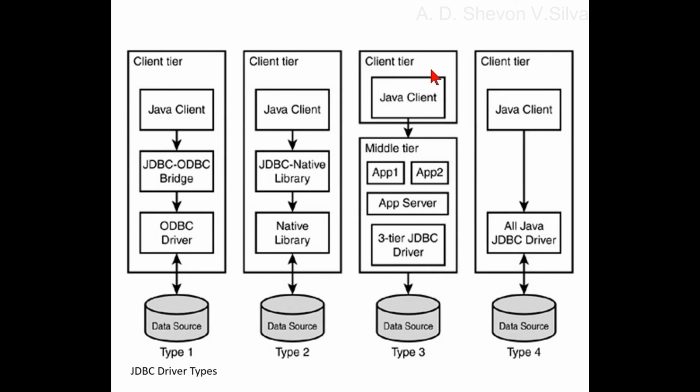Here Java client is inside the client tier. Java client is connected to middle tier. App1 applications and application server and three tier JDBC driver are in middle tier. Middle tier is connected to data source.